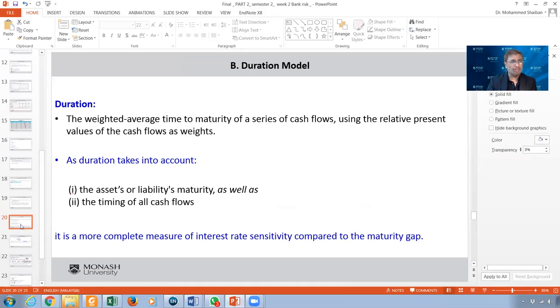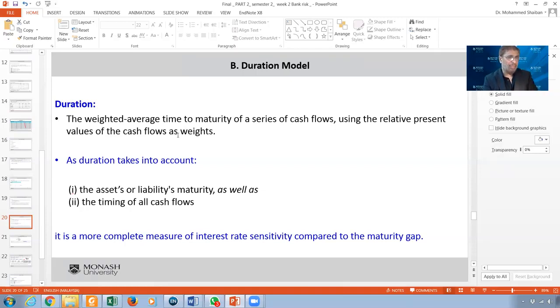Now duration is a little bit our friend, because duration takes care of that. Duration is the weighted average of time to maturity of a series of cash flows, using the relative present value of the cash flow as weights. Now you will say, I didn't really get it. From this wording, you may or may not get it, but they are talking about the cash flows, which is one of the problems of the repricing model. They have to take care of that, and I will show you the calculation now.